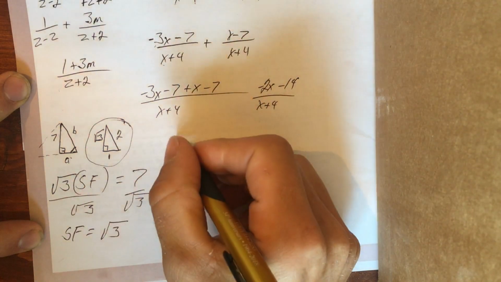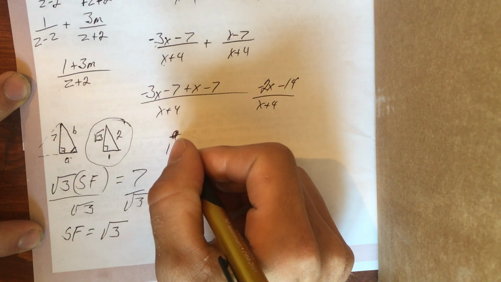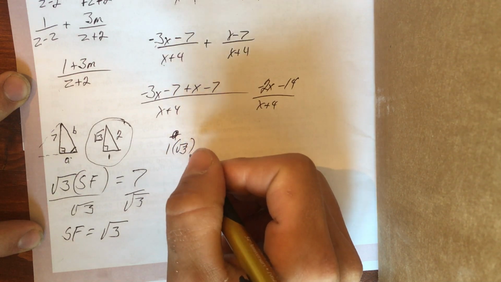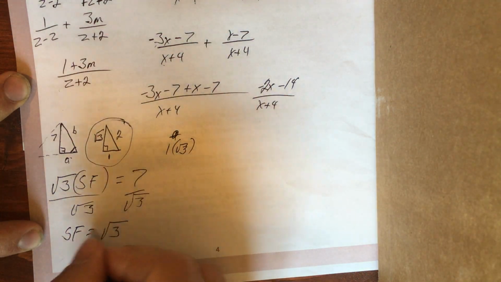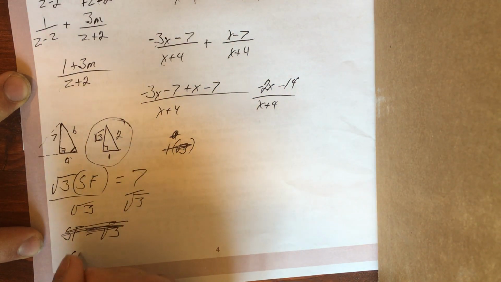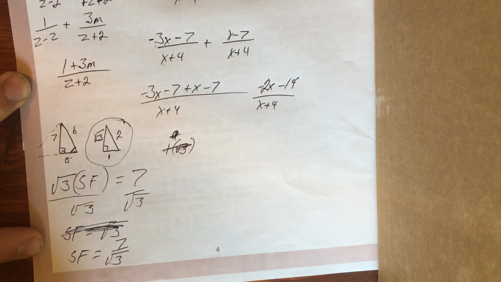So 1 times our scale factor, which is square root of 3. What did I do? So the scale factor is not the square root of 3. The scale factor is divided by the square root of 3. Scale factor equals 7 over the square root of 3.